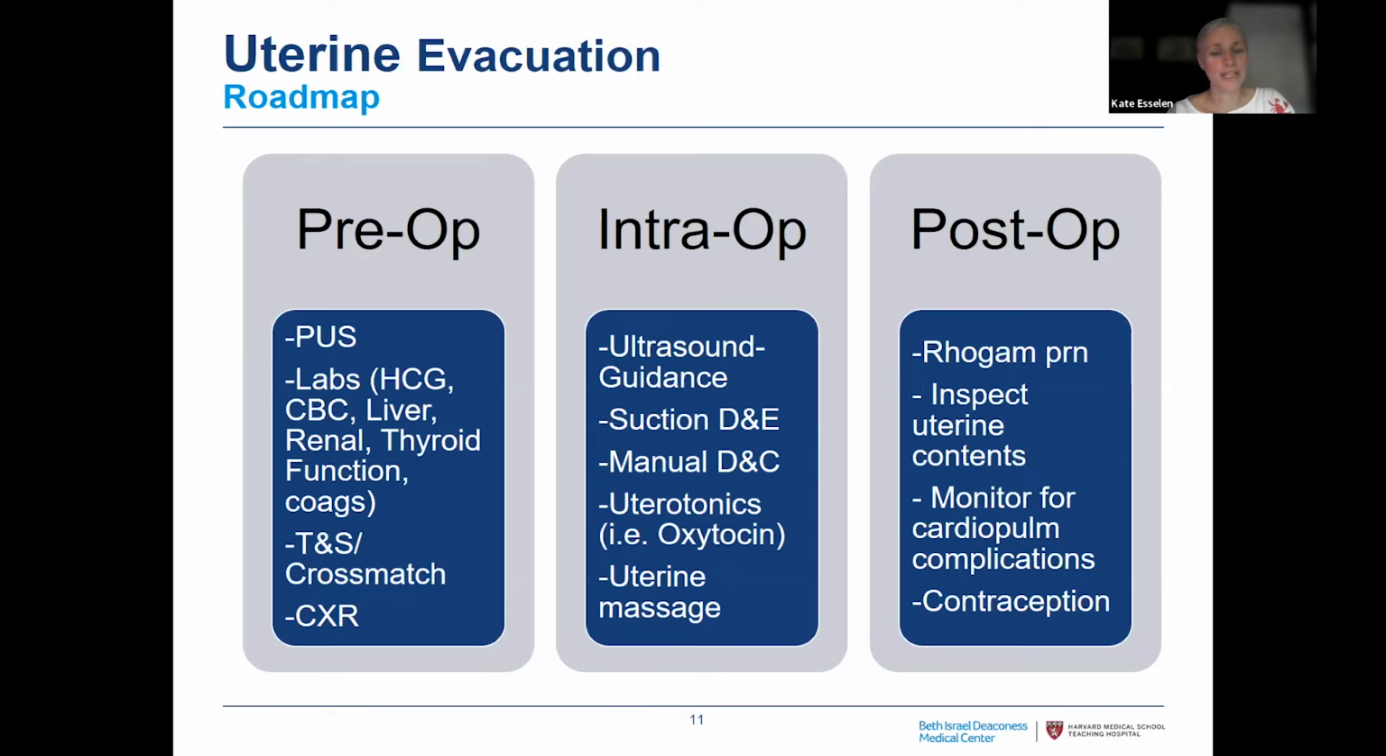You want to look at the contents of the pathology, because sometimes, in spite of what I just showed you, it is difficult to make the diagnosis. You want to look for any evidence of hydropic villi, fetal parts, sort of get a sense of what you're seeing there. These patients are at much higher risk for cardiopulmonary complications than a non-molar pregnancy D&C or D&E.